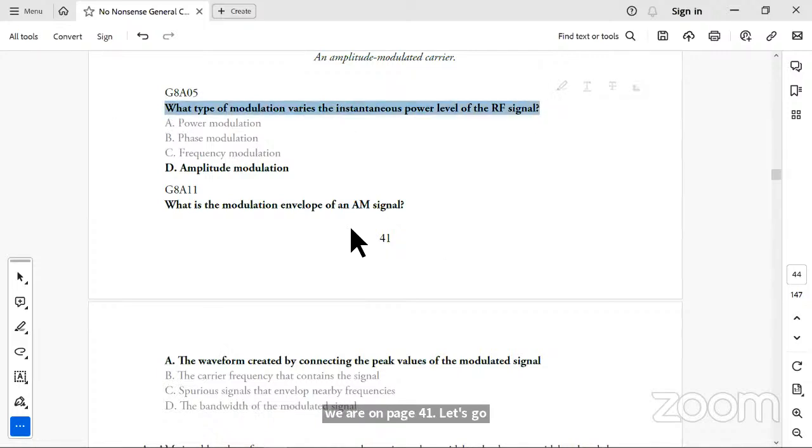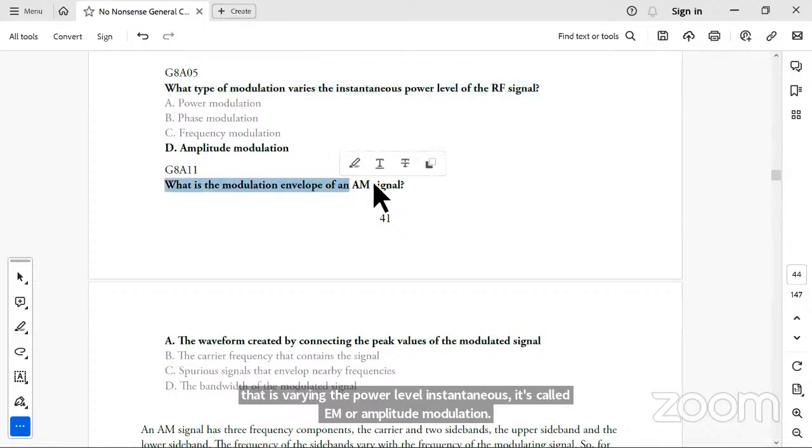What type of modulation varies the instantaneous power level of the RF signal? So we said that that amplitude that is varying the power level instantaneous, it's called AM or amplitude modulation. Next question in the question pool.